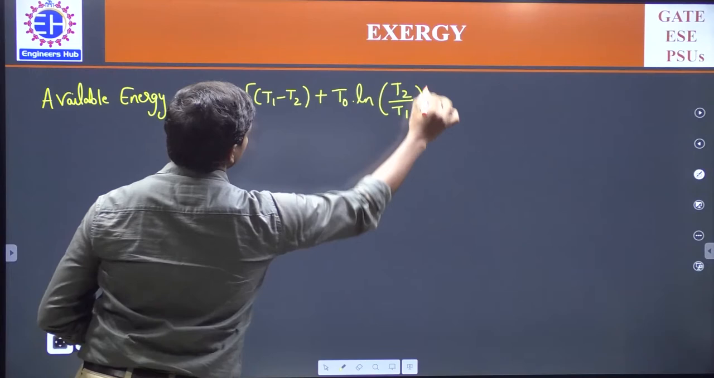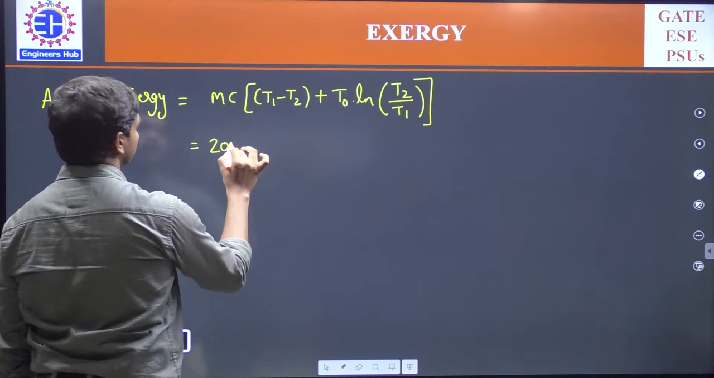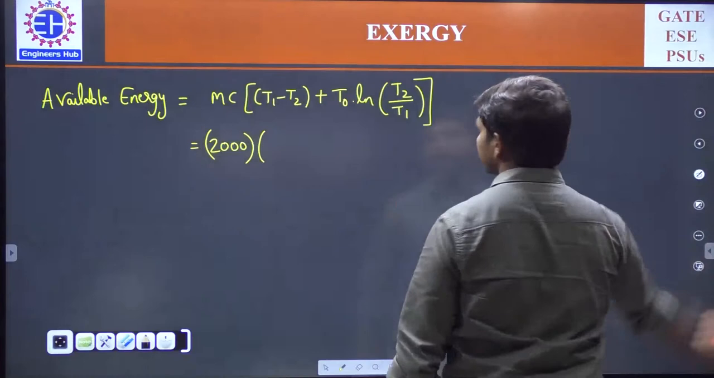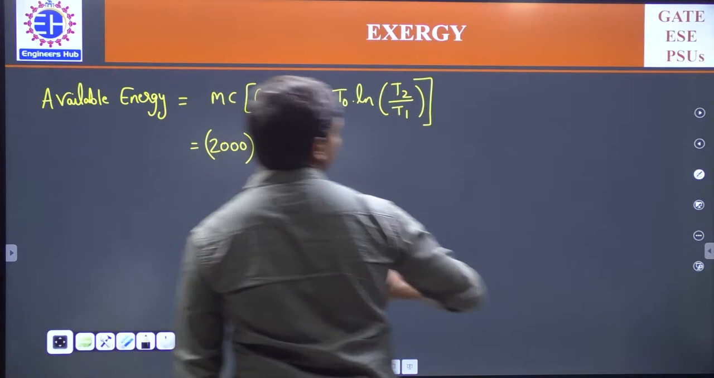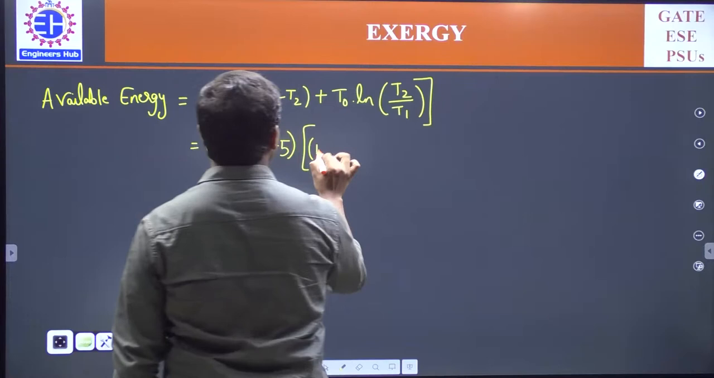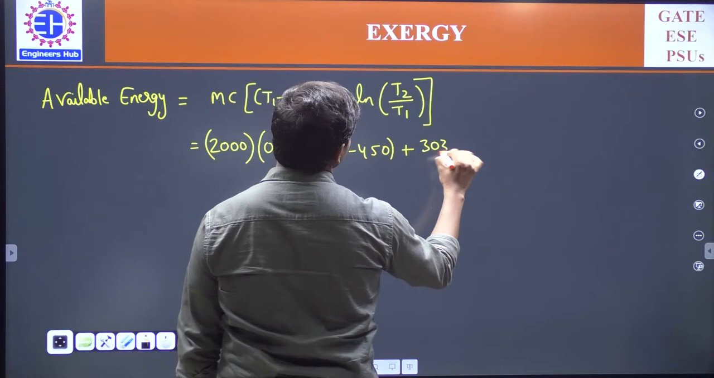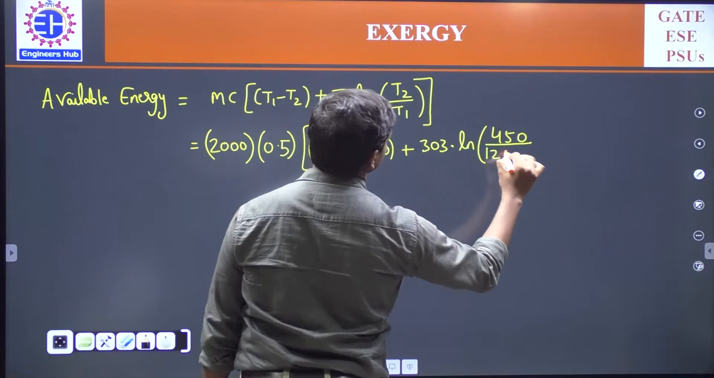So now mass of the steel billet is 2000 kgs. Specific heat 0.5, I think. For steel it will be around 0.5. What did they give? The specific heat of steel is 0.5 kilojoule per kg. Okay, so 0.5 into T1 minus T2. So if you see, initial temperature is 1250 and final temperature is 450. So 1250 minus 450 plus ambient conditions, T0. T0 is at a temperature 303 Kelvin. So plus 303 into ln T2 by T1. So this is the value you need to find now.